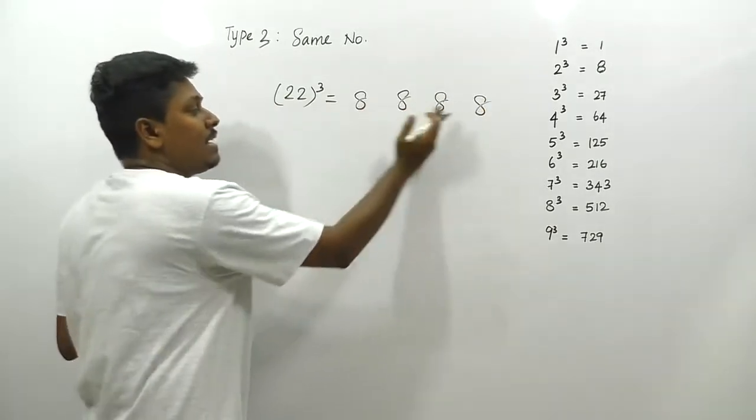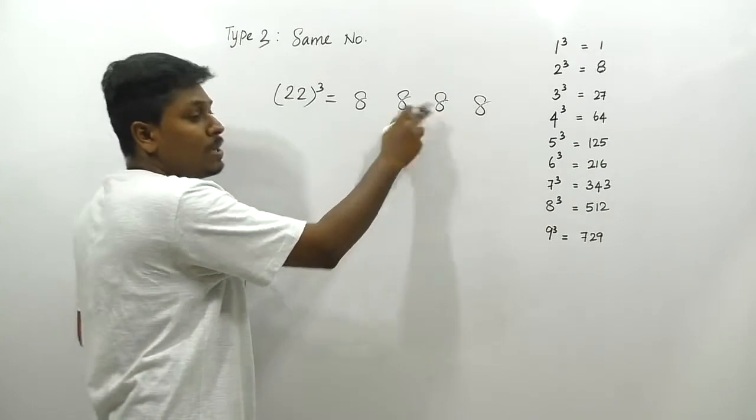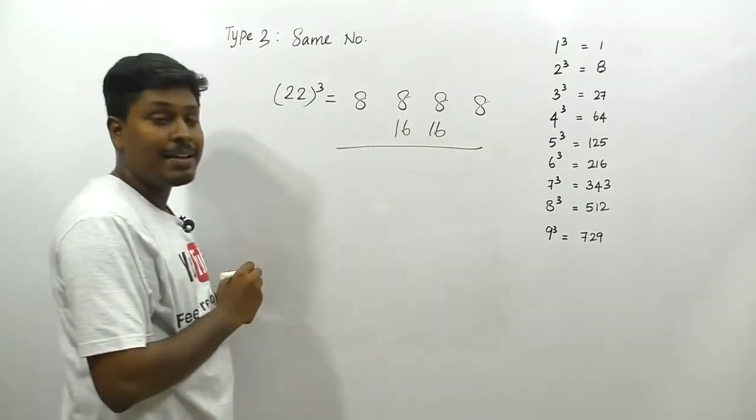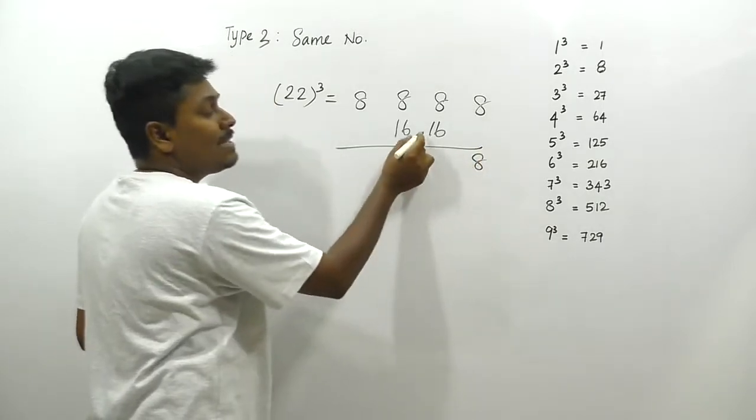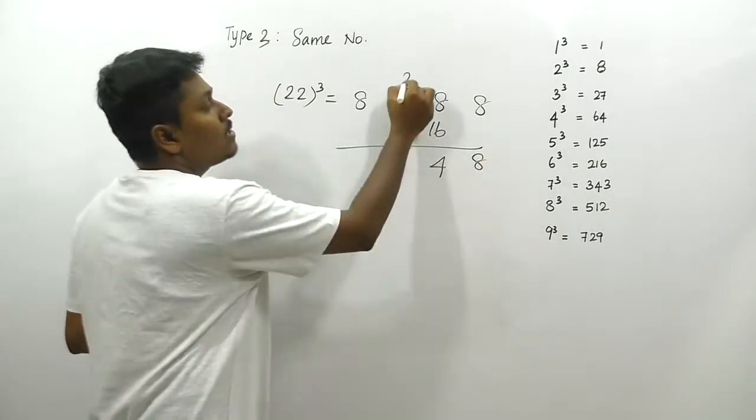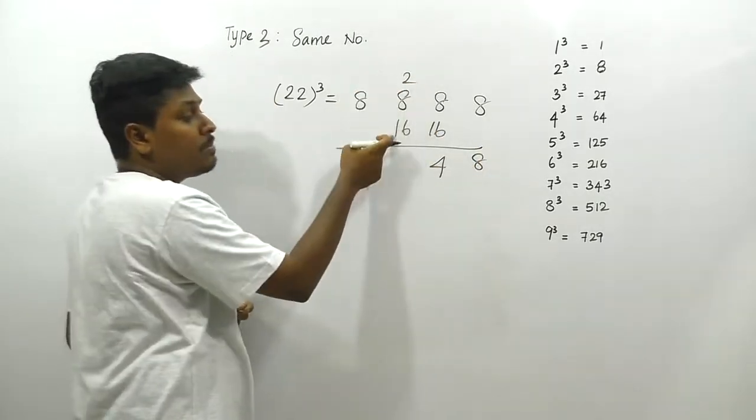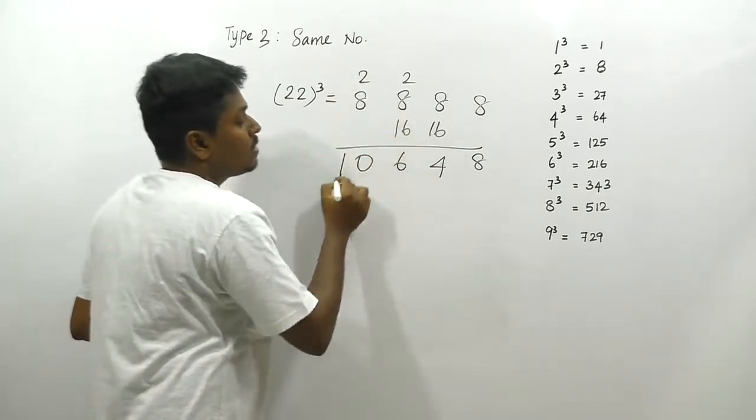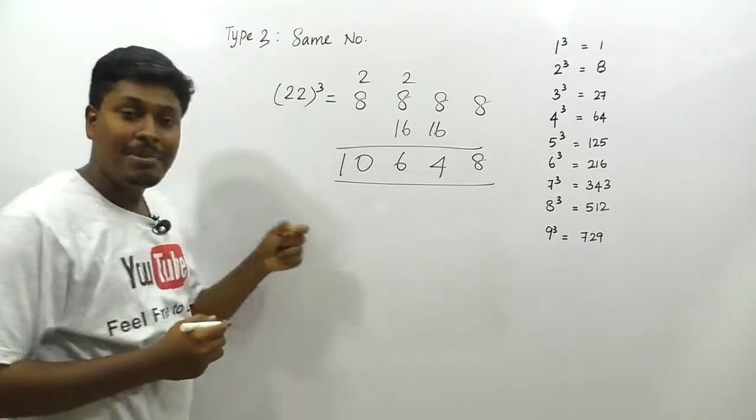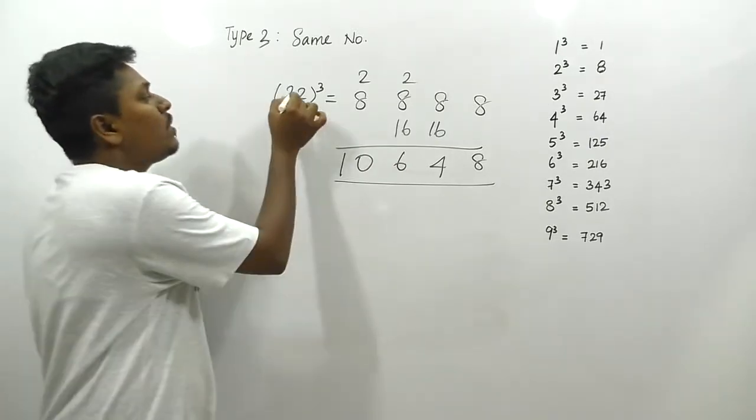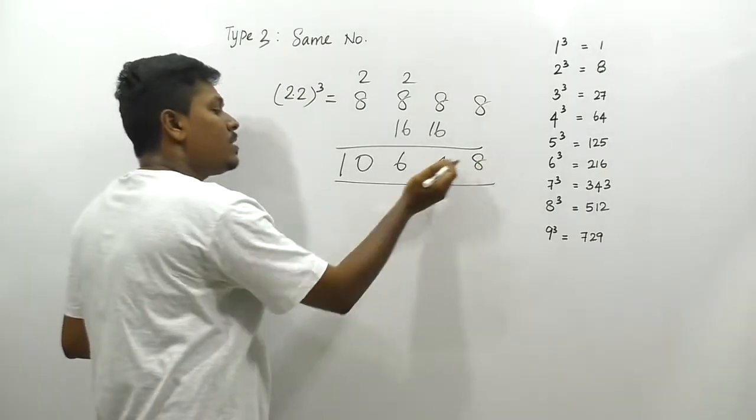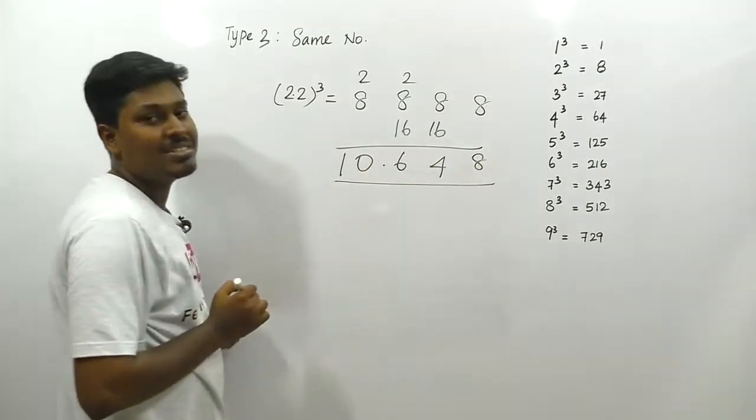Similarly, leave the first and the last number, right? So the remaining two numbers should be doubled. 8, 16, 8 should be 16. Got the idea, friends? So 8, 16 plus 8 is 24, remainder is 2. 8 plus 2 is 10, 10 plus 16 is 26, so remainder is 2. 8 plus 2 is 10. So 10648 will be the answer, right? Similarly, if they ask what is 2.2 cube? Same procedure, right? Just leave 1, 2, 3 decimal points, which is 10.648.